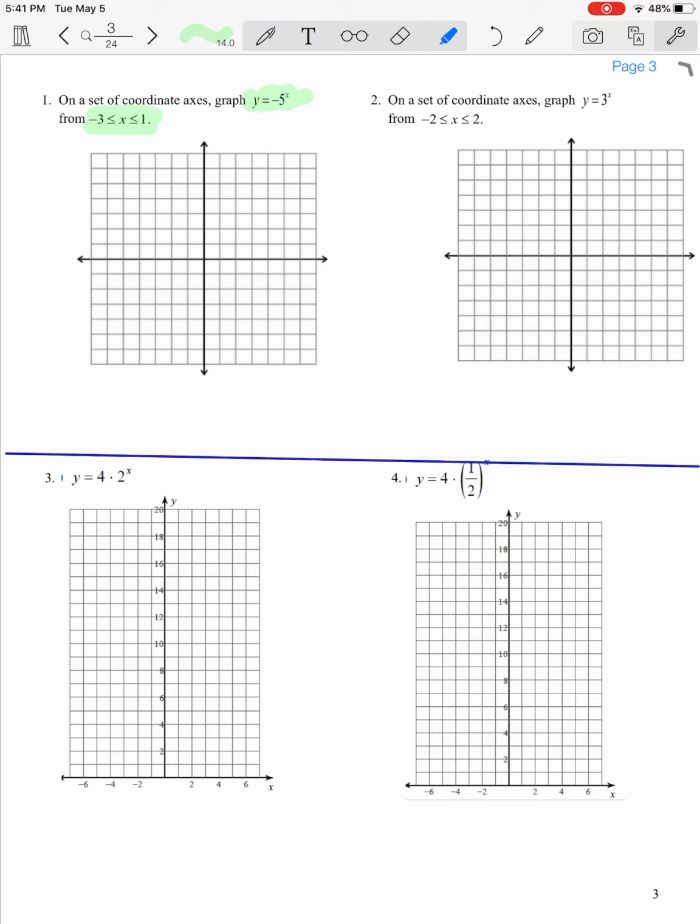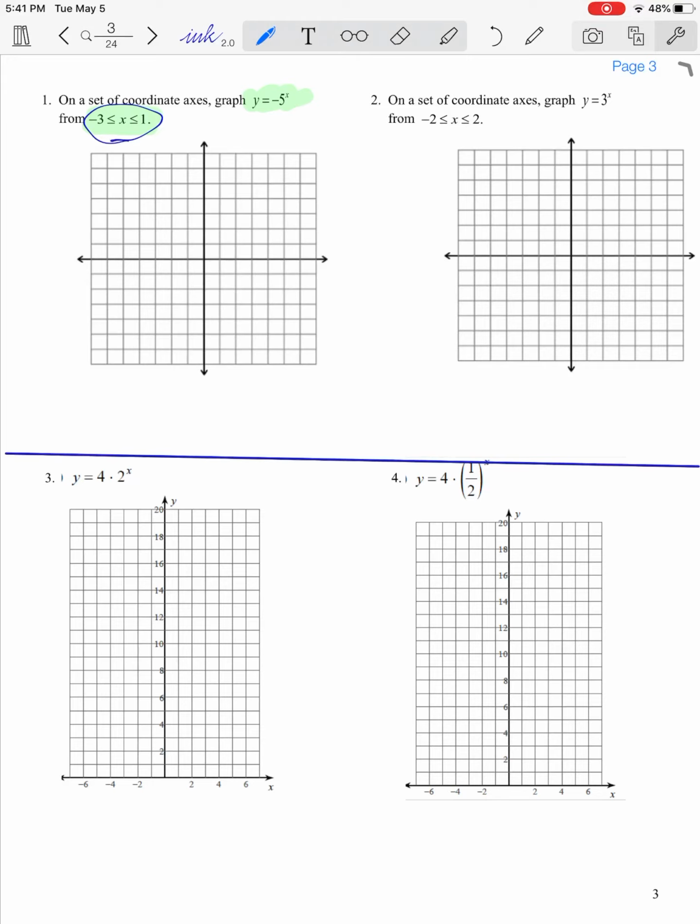They want you to do, and this makes the problem easier actually. They want you to graph between -3 and 1. So you guys know what that means. Whenever they give you that, they're giving you the interval. They are telling you that you do not need to put arrows. I feel like you guys might remember that.